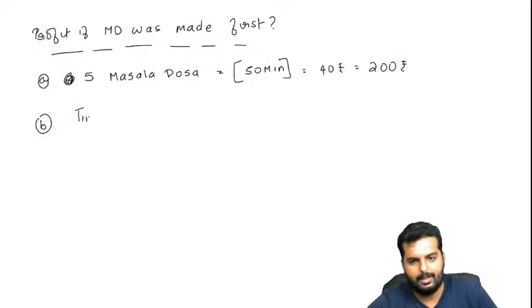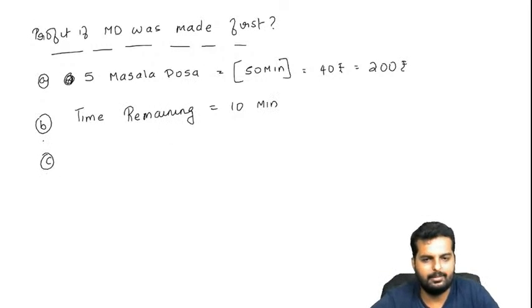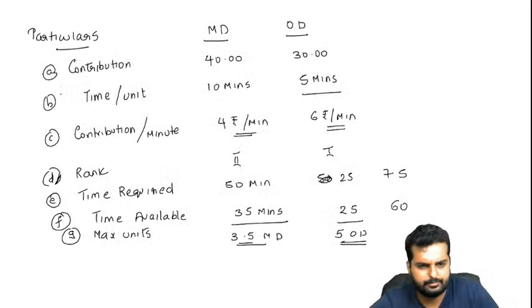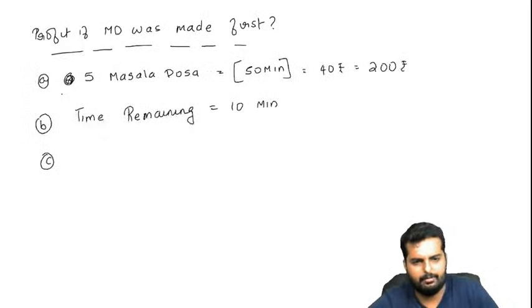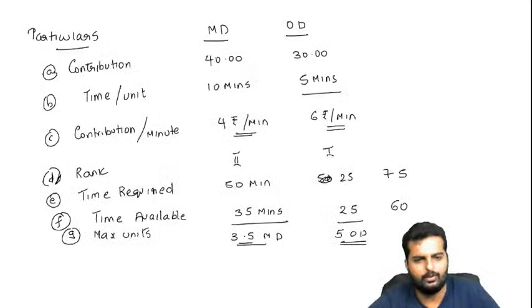Now, once I make masala dosa, what is my time remaining? The time remaining would be only how many minutes now? It will be only 10 minutes. Okay. So 5 masala dosa, 50 minutes. I make 200. In 10 minutes, how many onion dosa can I make? It takes 5 minutes, right? So I can make 2 onion dosa.